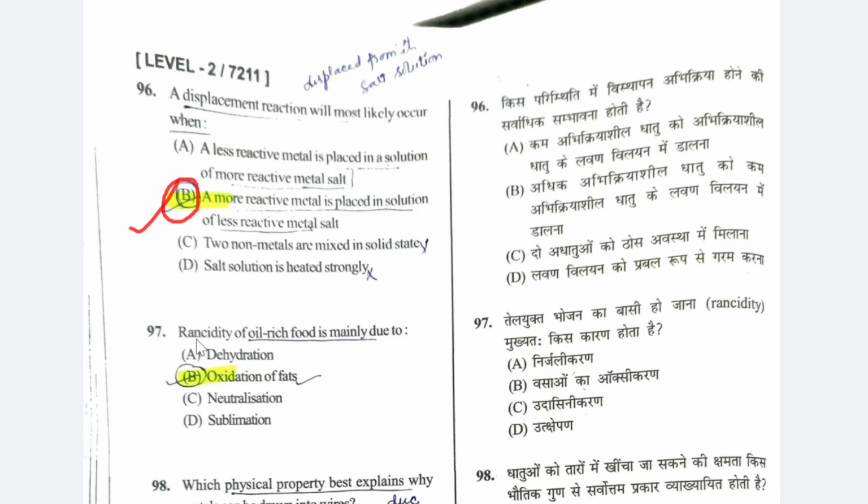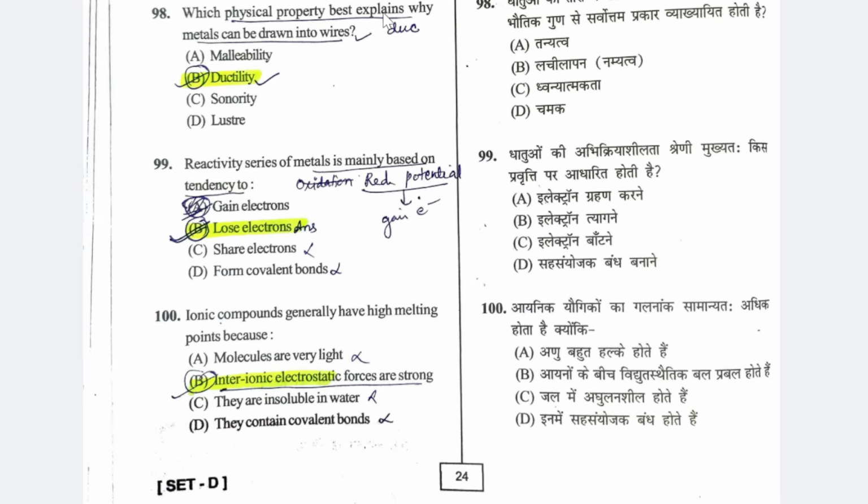Question number 97. Rancidity of oil-rich food is mainly due to oxidation of fats. Option number D will be the correct answer. Question number 98. Which physical property best explains why metals can be drawn into wires? So option number B, ductility will be the correct answer. Reactivity series of metals is mainly based on tendency to, so इसका correct answer होगा lose electrons. Option number B.